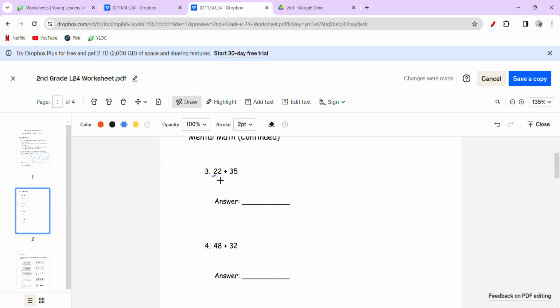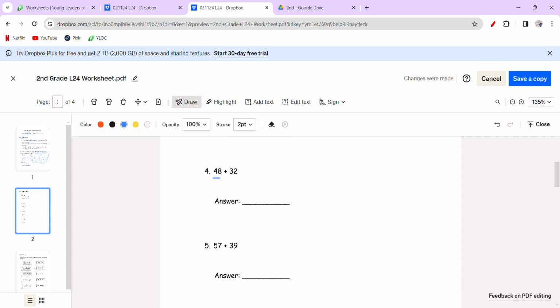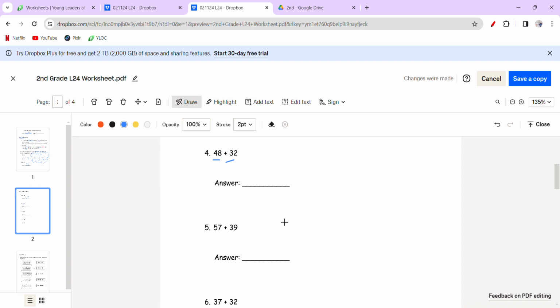22 plus 35, you add the 2 and the 3, 20 plus 30 is 50, and 2 plus 5 is 7, so your final answer would be 57. 48 plus 32, 40 plus 30 is 70, 8 plus 2 would be 10, so you have 70 plus 10, which is 80.